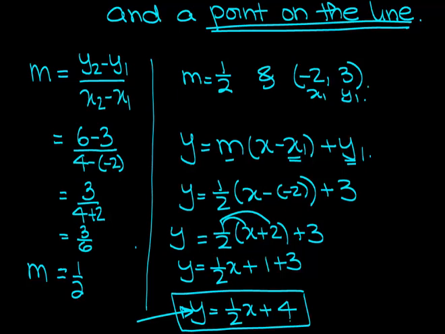So anytime they ask you to find the equation of a line, please remember to ask yourself, have they given me a point on the line and have they given me the slope? If they haven't given you those two things, then you first should look at finding those two things before you can find the equation of the line. Sorry. So let's look at a different problem.